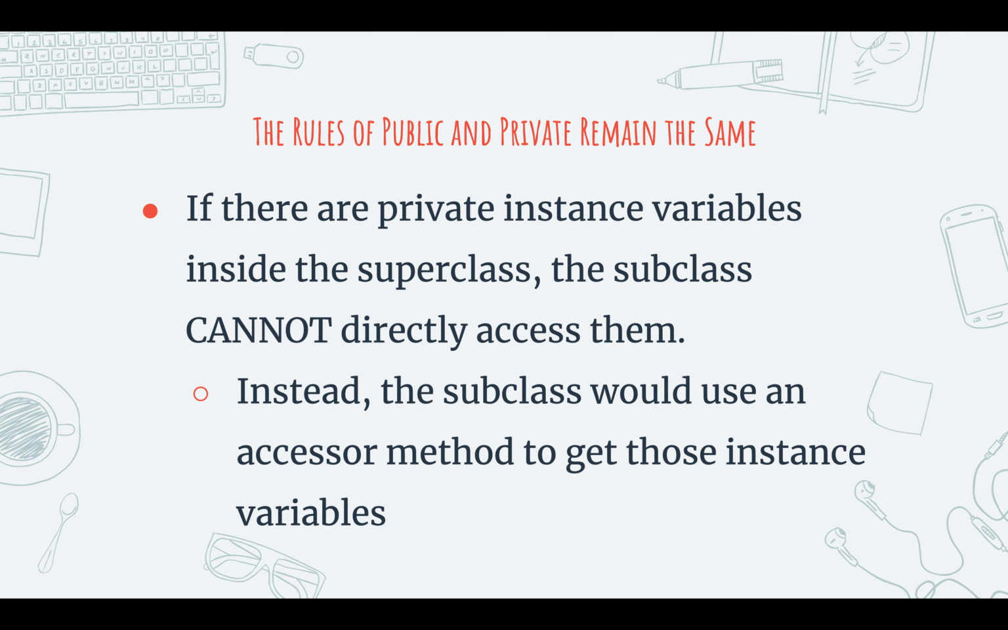It's also important to note that the rules of public and private remain the same, even if they inherit the value. So if there are private instance variables inside the superclass, the subclass cannot directly access them using the identifier of the private instance variable. Instead, the subclass would use an accessor method to access those instance variables. So I know that I push this idea that they inherit all the values and inherit the characteristics like I show in this chart over here. But it's also important to note that the rules of public and private remain the same. So what does private mean? It means that the scope remains inside the class. If you declare the private instance variable within the class, then it will remain in the class. And if you're trying to access it from a different class, then you would have to use an accessor method.